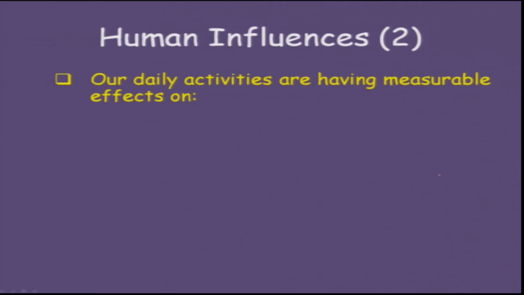Now, if you take our daily activities, we are surrounded by many such processes, and we should know about them. Our daily activities are having a measurable effect on this. What will be affected is the rainfall. We have seen that nowadays we are having very erratic rainfall and all that.